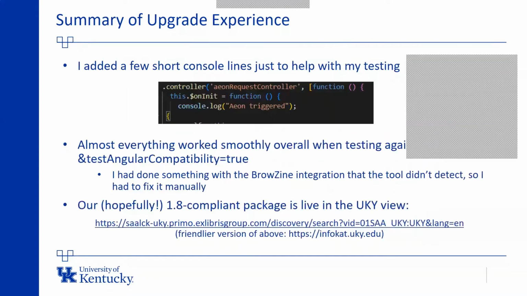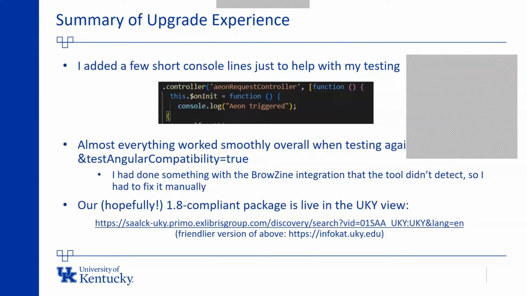I also added a few console log lines so that, aside from what I'm seeing in Primo, I could see in the console when things were actually triggering, to make sure they were activating when I would expect them to, and not activating when they shouldn't. And it worked pretty smoothly overall.